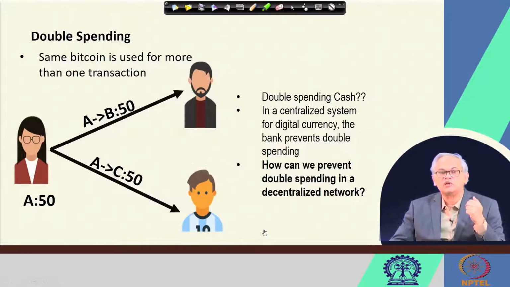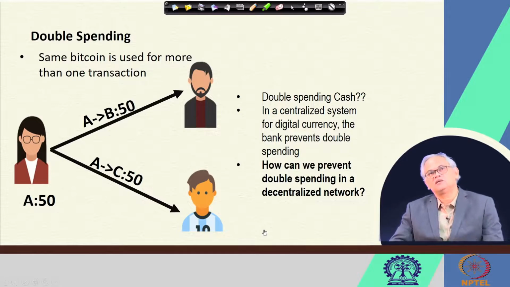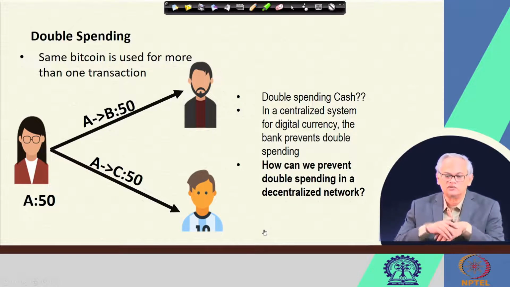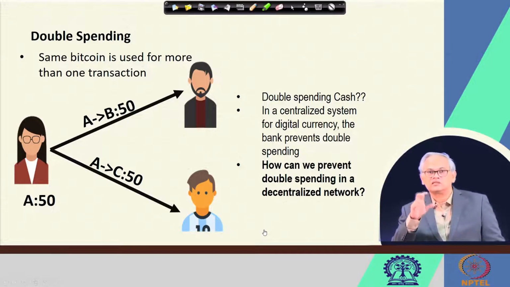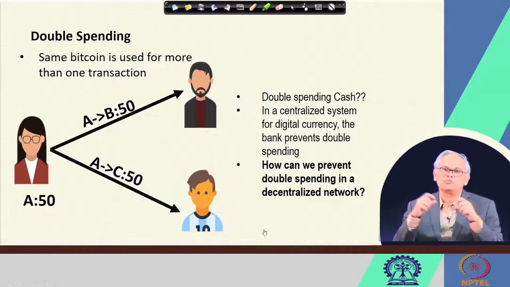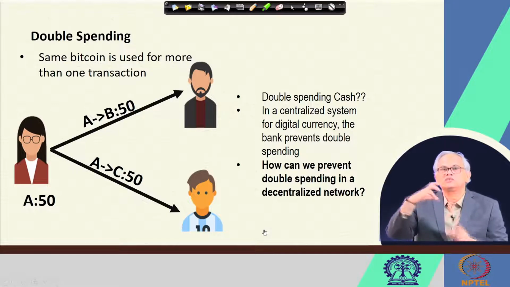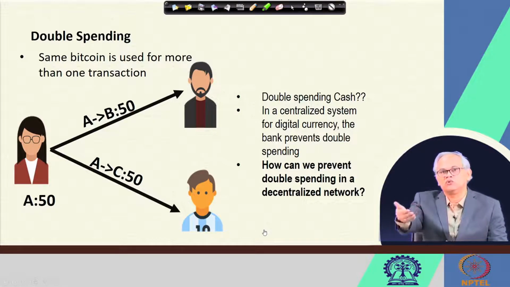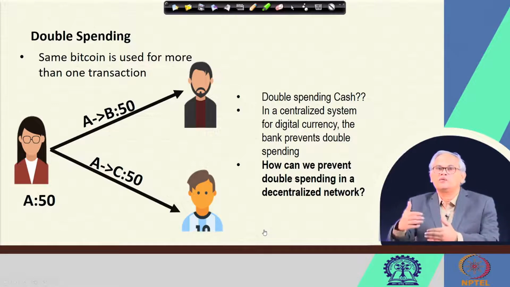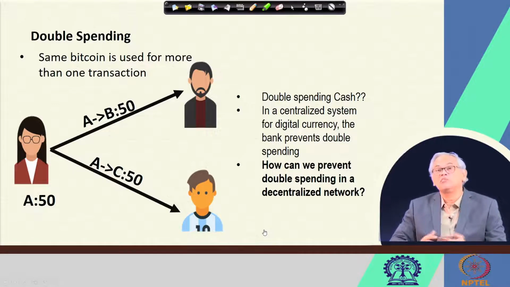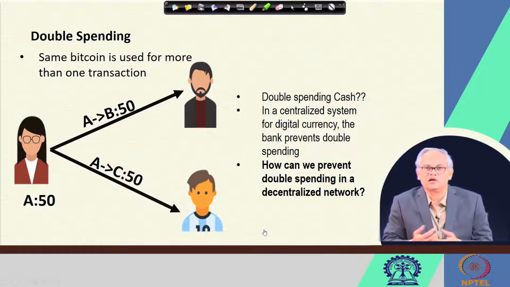Now, how is double spending prevented? As we have seen, if Alice had sent these 50 bitcoins to Bob and also to somebody else, maybe Tom, as in the two examples here, then the same bitcoin is used more than once. Now, in physical currencies, if I have a 100 rupee note and I give it to you and get some service or product from you, I cannot use the same 100 rupee note once again, because it is now with you. But it may not be so easy to stop it for digital currencies.